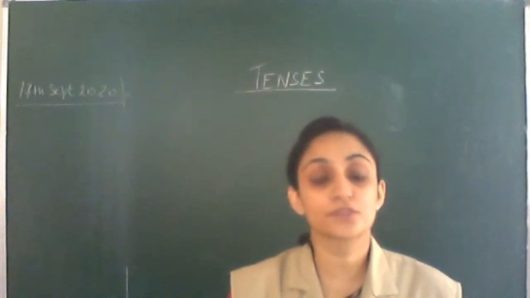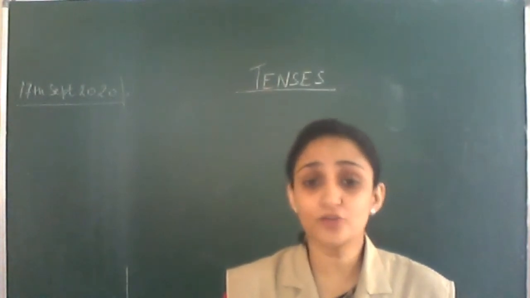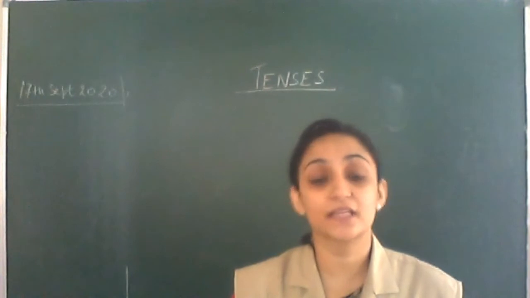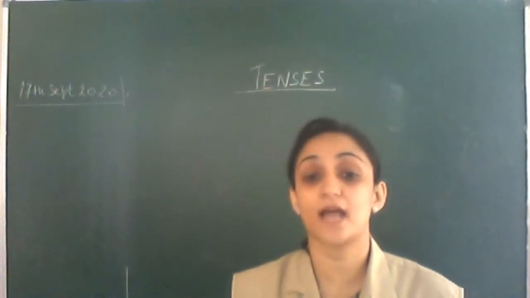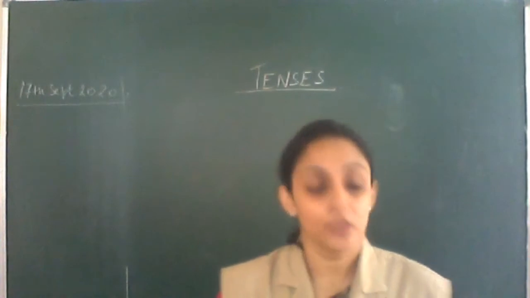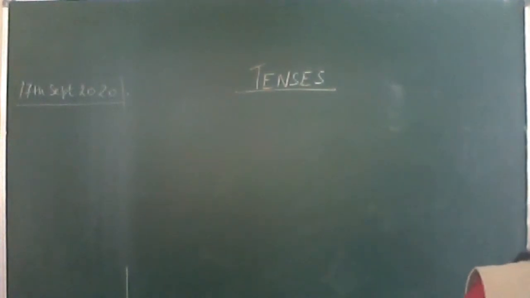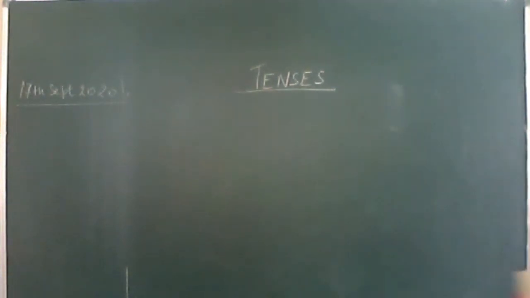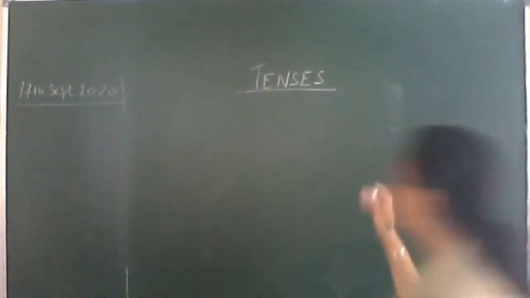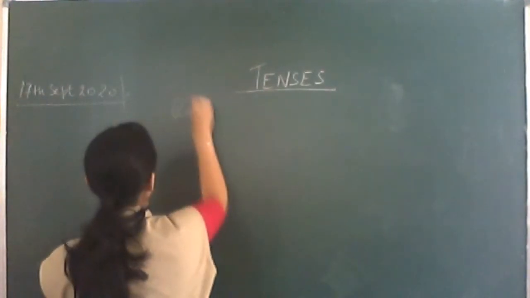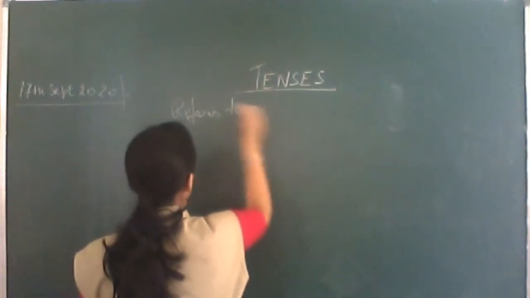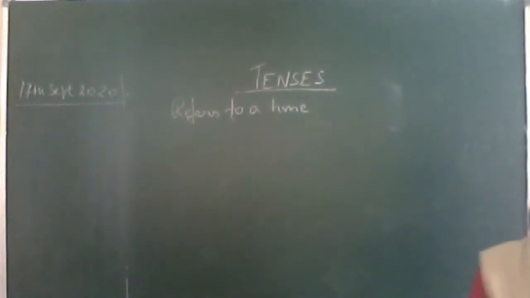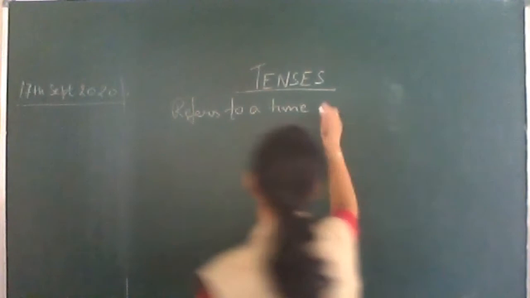Okay. So, first topic is tenses. Now, children, you all know that there are three types of tenses. We will study those three types of tenses with their subparts and with the rules also. First of all, what is a tense? It refers to a time. A time of action.